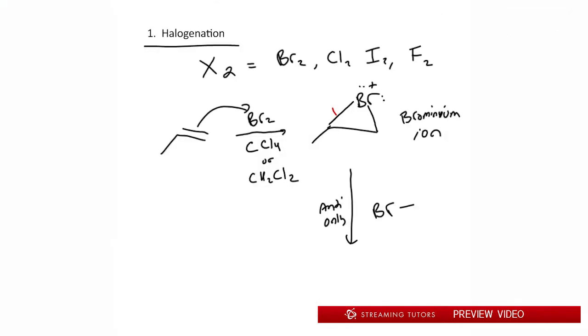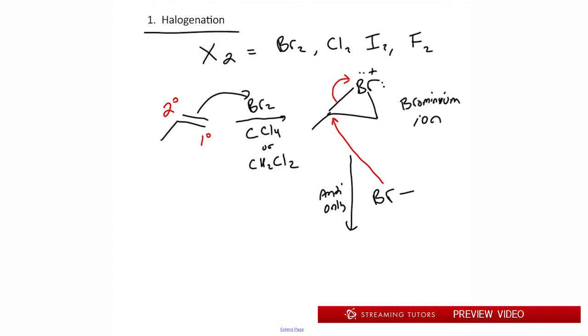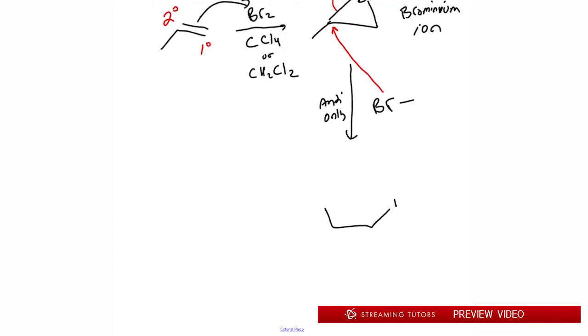Here's the logic. This Br is going to open up slightly faster than the Br coming in. And so if it opens up away from the higher degree, then that means that this Br can go to the secondary. This is secondary and primary. So the next one goes into the higher degree because it becomes positive for a moment before the Br fully connects on. What we wind up getting is a Br here and another Br there. And that's the anti-addition.